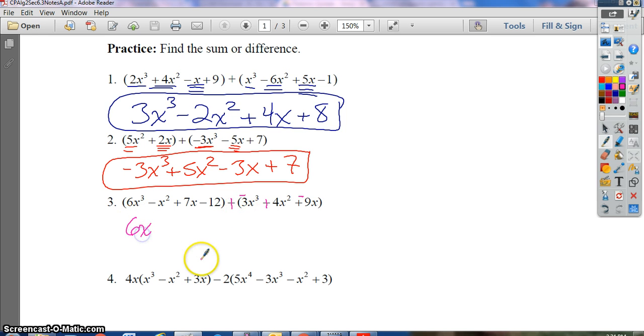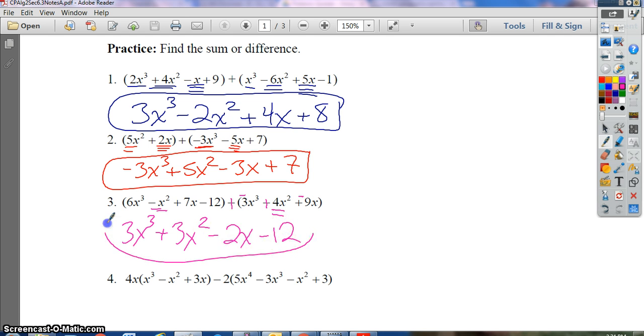I'm still going to be up. Not that, that's for sure. I'm rewriting the problem when I didn't want to do that. So I'm going to have 3x cubed left. Let's combine our x squared. So x squared and 4x squared. So that's going to be positive 3x squared. Negative 1 plus 4. 7x minus 9x is negative 2x. And 12 has no friends, so I bring them along. And there you go. There's number 3.